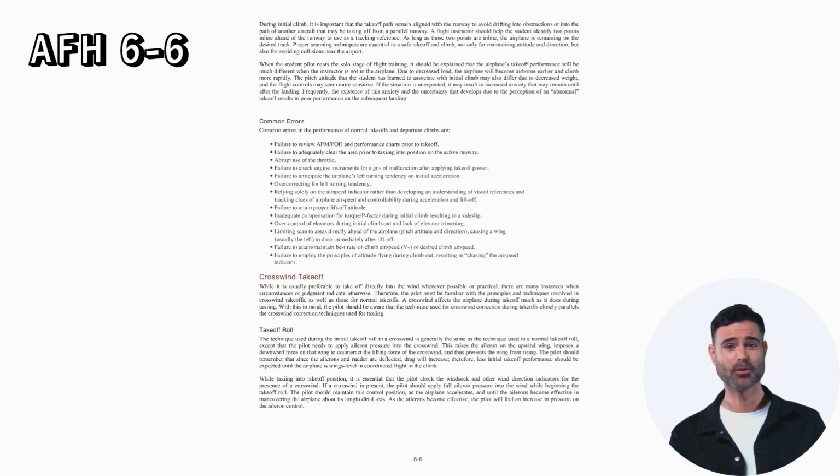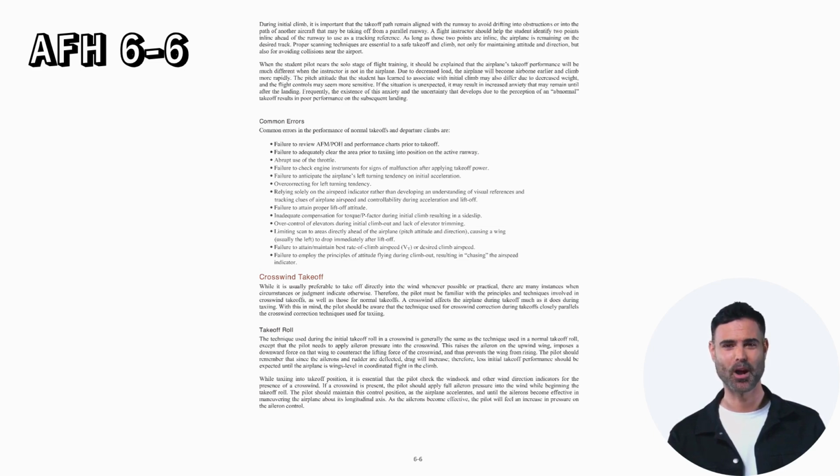Failure to attain proper liftoff attitude. Inadequate compensation for torque and P-factor during initial climb, resulting in a side slip. Over-control of elevators during initial climb out and lack of elevator trimming. Limiting scan to areas directly ahead of the airplane, pitch attitude and direction, causing a wing, usually the left, to drop immediately after liftoff. Failure to maintain best rate of climb airspeed, Vy, or desired climb airspeed. Failure to employ the principles of attitude flying during climb out, resulting in chasing the airspeed indicator.